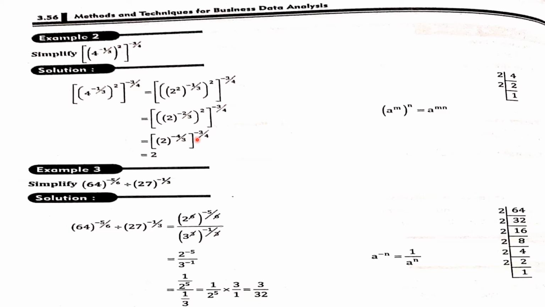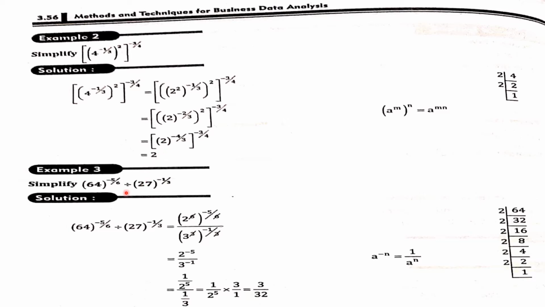It will get cancelled. Why? Because it is a cross multiplication. So 4, 4, 3, 3 will get cancelled and the minus will get cancelled. So you will be remaining with 1 here. So anything to the power of 1 will be the same value. So 2 power 1 will be 2.